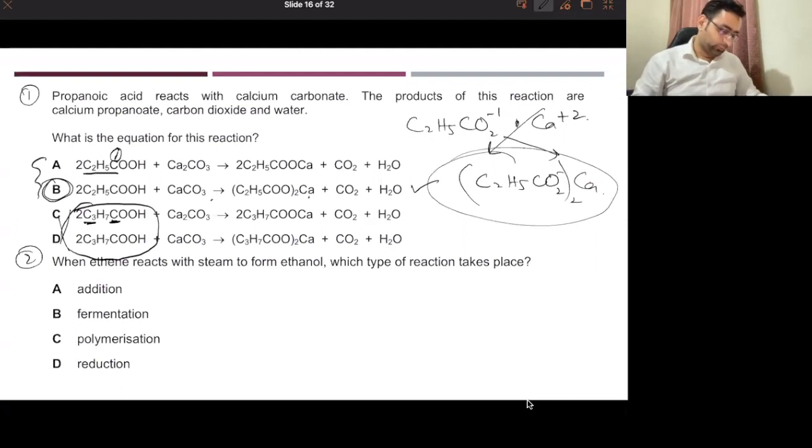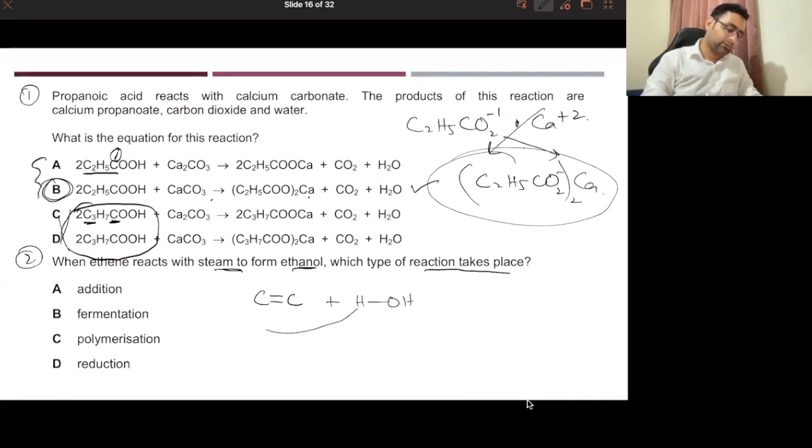Okay, question number 2. When ethene reacts with steam to form ethanol, which type of reaction takes place? So this is ethene reacting with water. With one carbon, hydrogen is attached. With another carbon, OH is attached. So this is an example of an addition reaction.